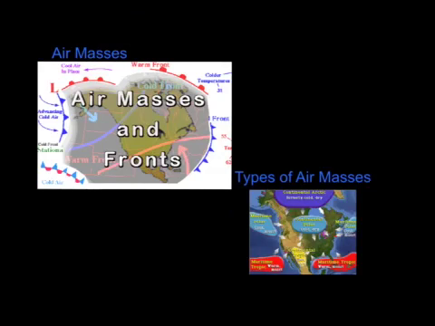An air mass is a body of air with horizontally uniform temperature, humidity, and pressure. The types of air masses are continental Arctic, which is bitterly cold and dry; continental polar, which is cold and dry; maritime polar, which is cold and moist; maritime tropical, which is warm and moist; and continental tropical, which is hot and dry.